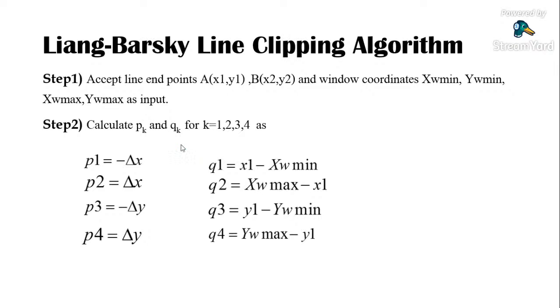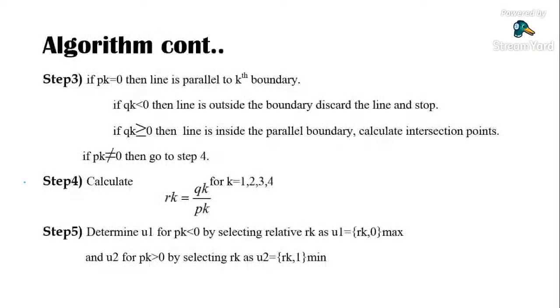After calculating those values, what do you have to do? You will have various conditions based on that. Suppose p values are 0, if p1 is 0, then p2 will also be 0. So it shows that the line is parallel, because the x values are the same. Similarly, if delta y and minus delta y are 0, then the line is parallel with the y coordinate the same, so you can easily identify parallel lines. Now see, what are the conditions? If p of k is equal to 0, then the line is parallel to the kth boundary.